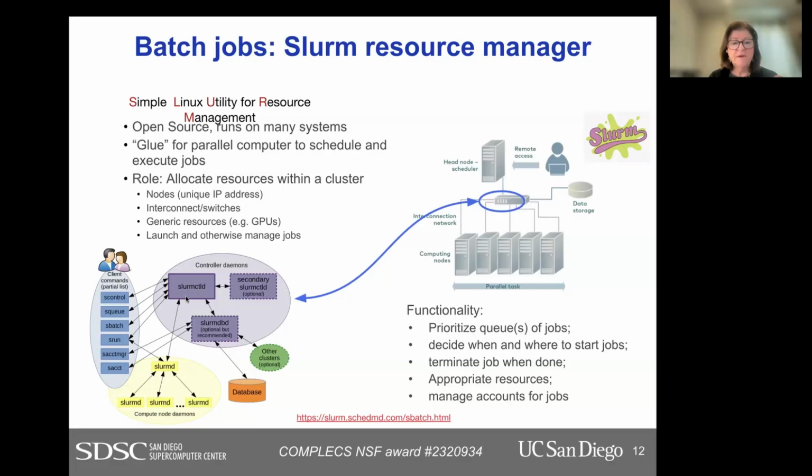It has a controller daemon. It has the batch daemon and several Slurm control daemons. This is a list of a few of the commands that you might run for Slurm to find out what's running on the queue, to submit your job. srun is a command we'll work with today for interactive computing. And there's a whole lot of Slurm commands. And if you want to know what they are, go to this link on the page. So its function, again, the Slurm Job Manager prioritizes jobs, figures out where jobs should run and when they should start, terminates the job when it's done, gets appropriate resources, and manages your account.